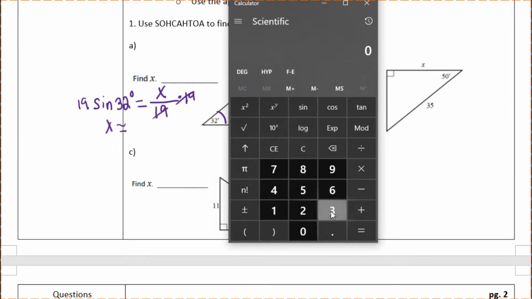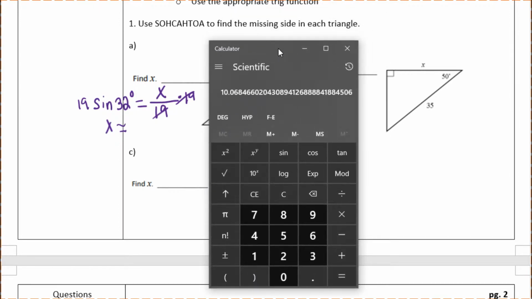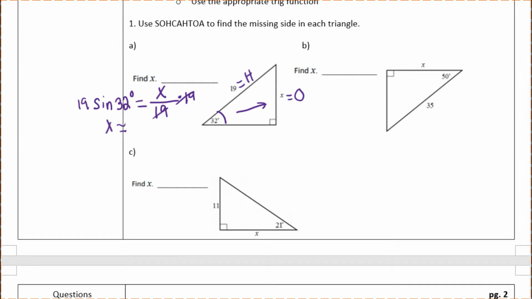Let me make sure something here. Yeah. So sine of 32 times 19. So we got about 10.07. All right, so we got 10.07, let me double check again, 10.07. All right, and that's our side.